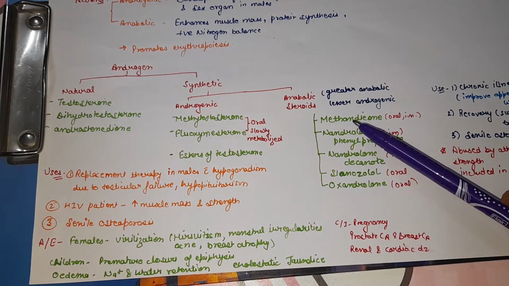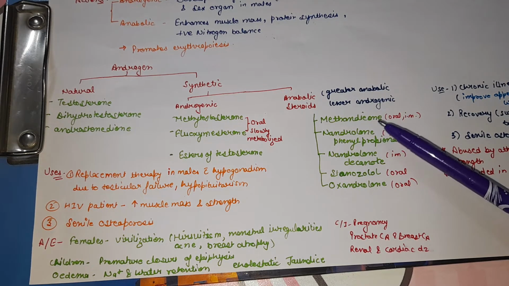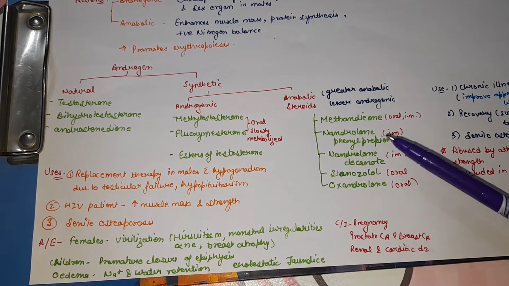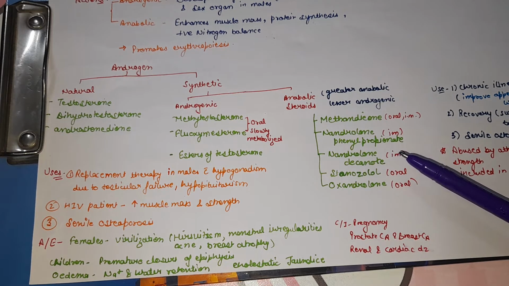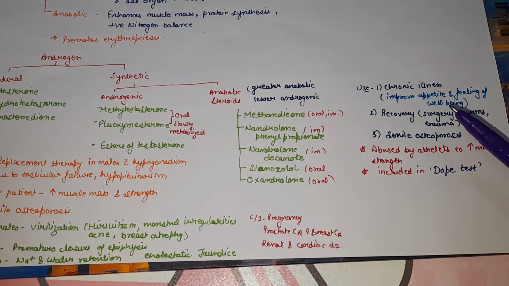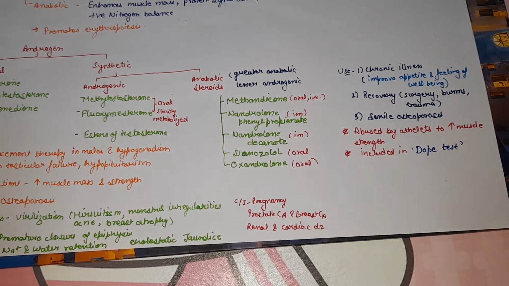Now coming to the anabolic steroids. Anabolic steroids promote protein synthesis and increase muscle mass, resulting in weight gain. Testosterone has potent anabolic action, but it cannot be used because of its strong androgenic action. So, anabolic steroids are used in some cases, like in treatment of chronic illness to improve the appetite and feeling of well-being, during recovery from prolonged illness like surgery, burns, trauma, or chronic debilitating disease, and in senile osteoporosis.